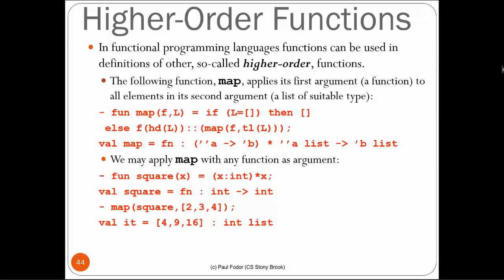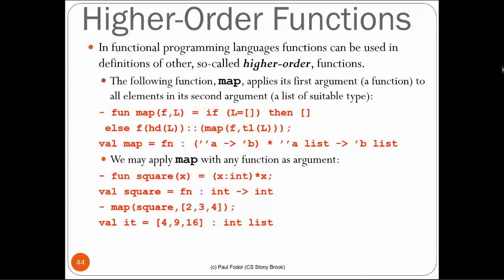Maybe the most powerful feature of functional programming languages, because of the fact that it is used so much in distributed computing these days, like in MapReduce. Today actually we are going to talk about the function map. That is the common feature of all of these distributed computing paradigms. So in functional programming languages, functions can be used in the definitions of other functions. And these other functions that take parameters of function type are called higher order functions.